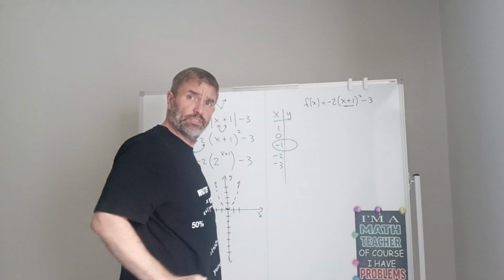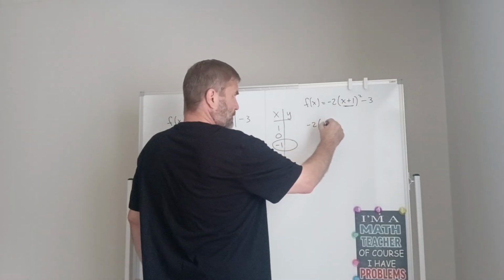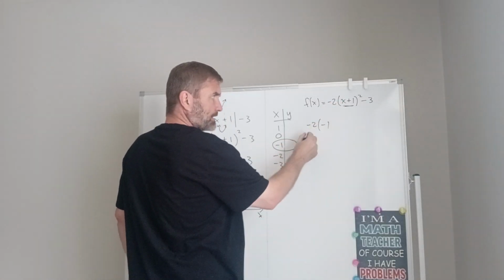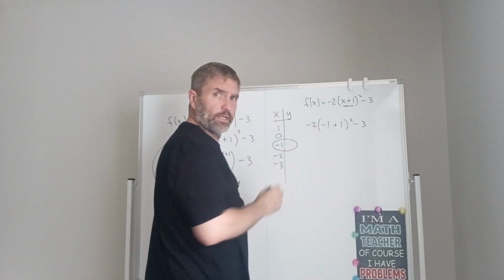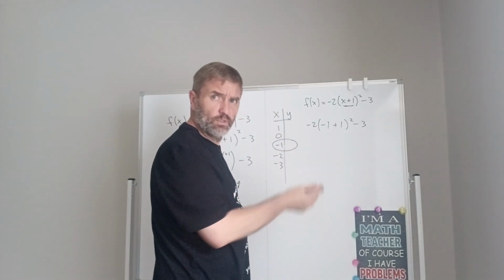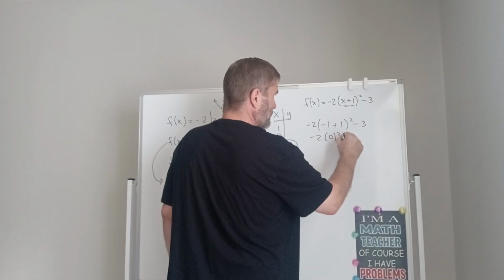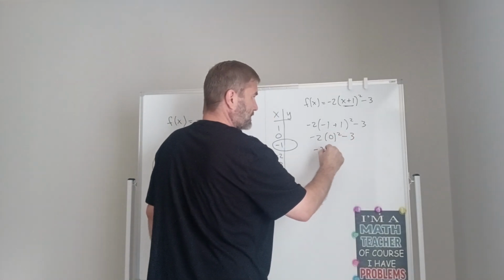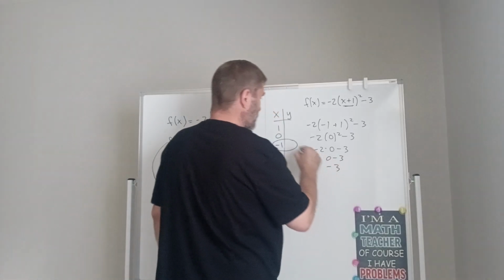Now, I know where I start. Now we got to plug the numbers in. So, -2. Where the x is, what do I put? See, -1 for x, plus 1 squared minus 3. Well, guess what -1 plus 1 is? 0. See, you're doing the math. Opposites always go to 0. And then 0 squared is 0. So that's now -2 times 0 minus 3, which is 0 minus 3, which is -3.